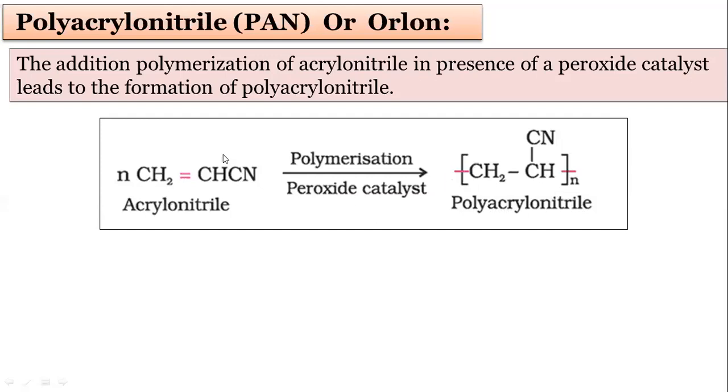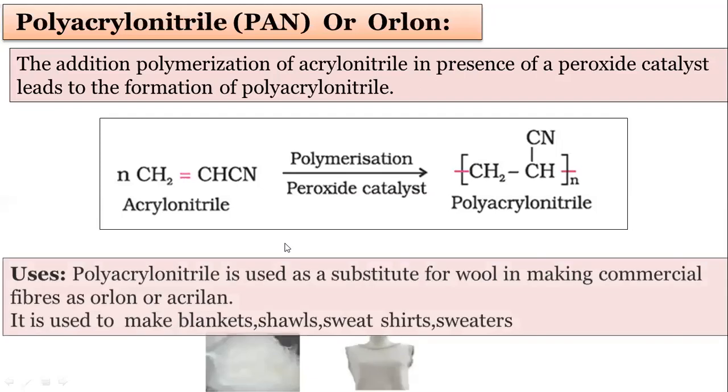Remember, acrylonitrile is also called vinyl cyanide. It is also called vinyl nitrile. Different names are there, so don't get confused at the time of board exam. They can confuse you by using different names. At the time of board exam, they will ask how polyacrylonitrile is prepared by using vinyl cyanide. Though the names are different, the reaction is the same.